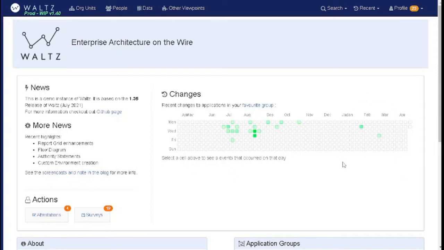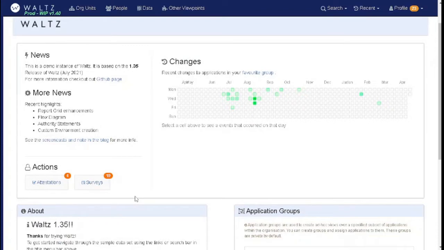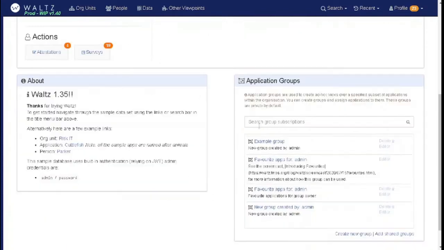So first things first, you're looking at the Waltz homepage. This is the home screen, which gives you a view immediately of any news that has been recently introduced, as well as highlights from the most recent releases. You will see, depending on your role, actions that pertain to you, whether that be attestations or surveys. And again, you will see what can be considered application groups. There are other videos available which talk about application groups, how they work and how to build them out. They can be seen on the same YouTube channel.